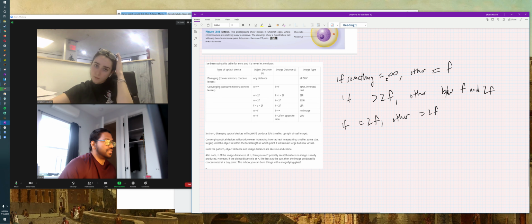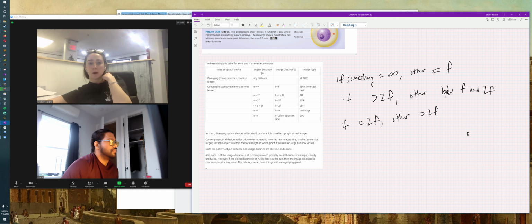So do you see what I wrote now? If something is equal to infinity, that's a nice trend, actually. So basically, if the object is at infinity, the image is at focal length. If the image is at infinity, the object is at focal length. If the object is at 2 times the focal length, the image will be between focal length and 2 times focal length. If the image is greater than 2f, then the object will be between the focal length and 2f.